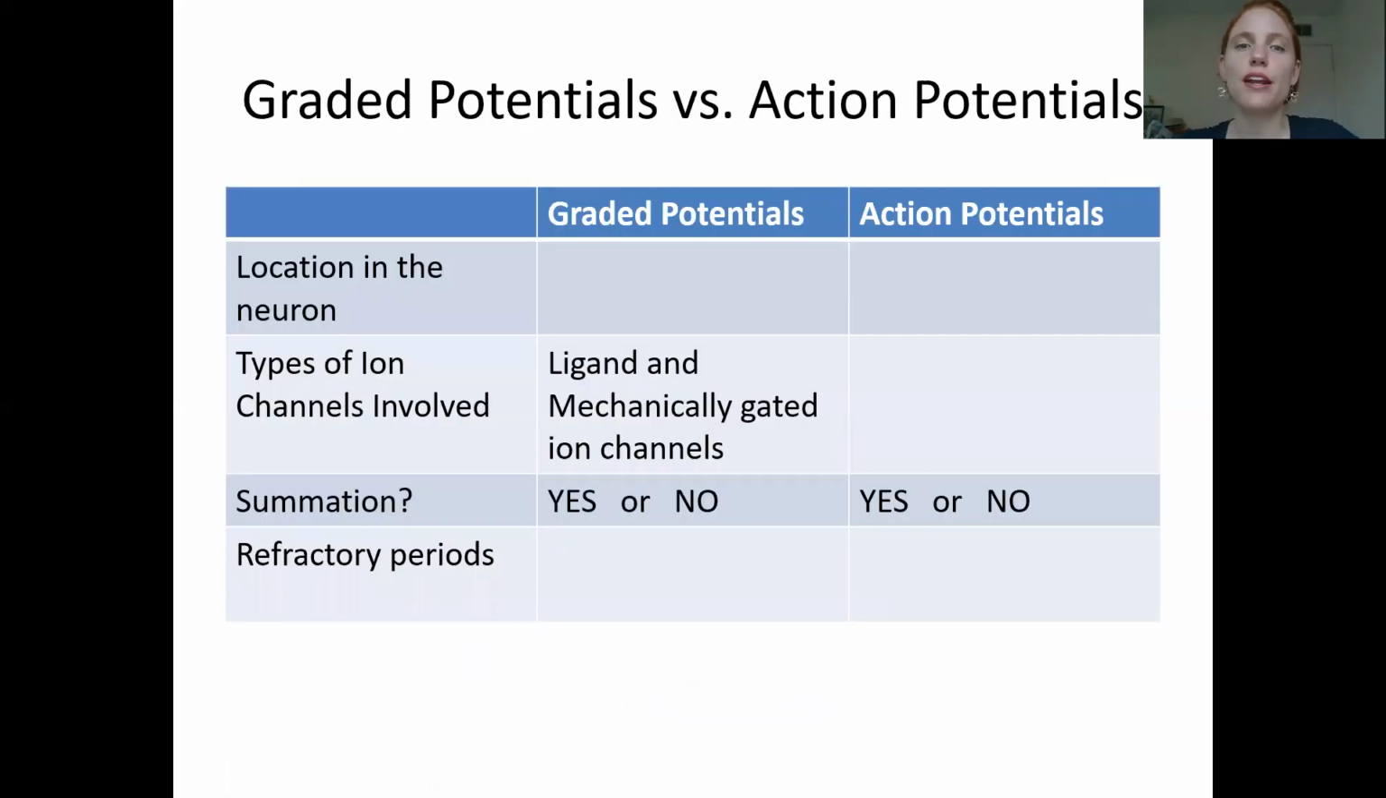So what I want you to do right now is pause the video. I want you to try and create this chart right here and try to fill it out. Then once you are done with that, come back and we'll go over it together.